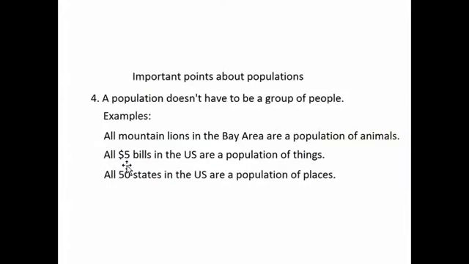All 50 states in the U.S. are a population of places. So a population could even be a group of places. For example, all cities in the Bay Area make up a population of cities. All of the cities in the Bay Area make up a population because they all have something in common with each other.